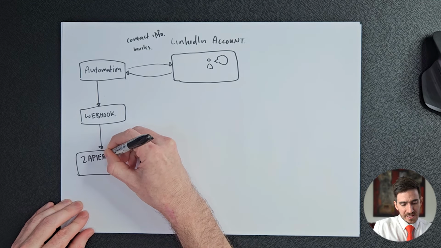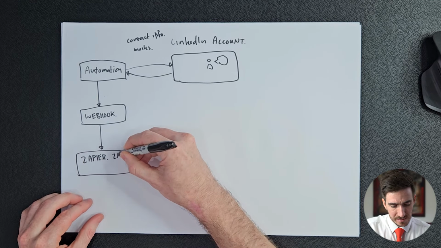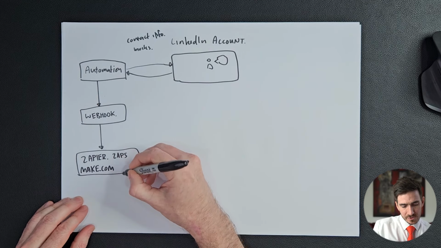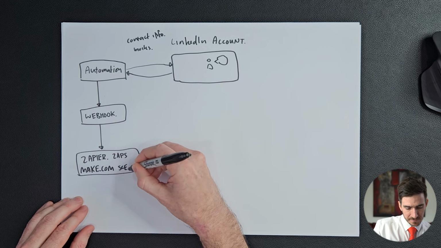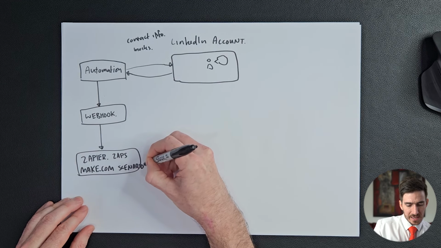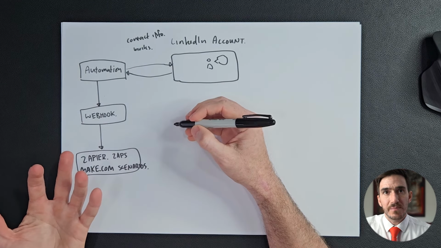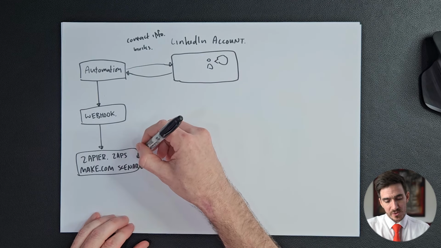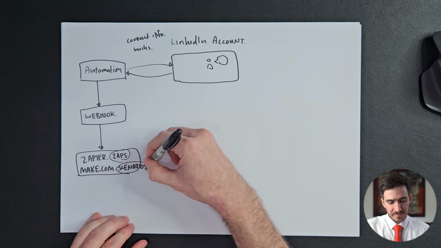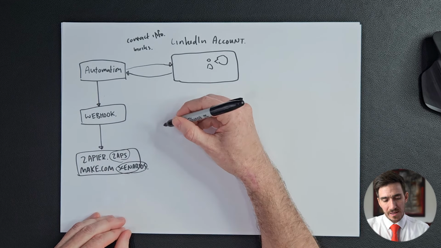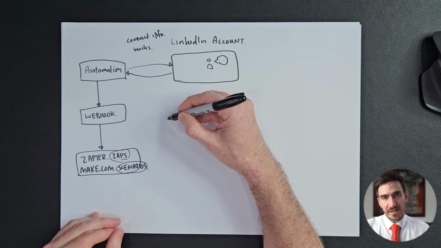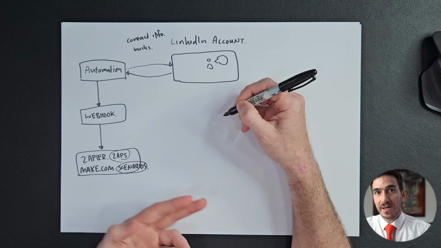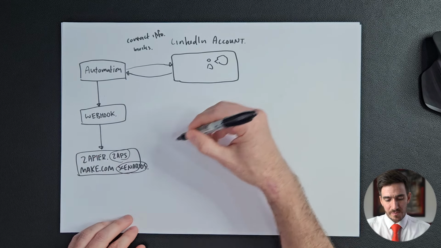Zapier has what's called Zaps, and make.com has what's called scenarios. And essentially what these are is a series of rules based on an incoming action. So you might set up this webhook and these platforms to say, when I receive this webhook, if the status is invite, then add that invite to my CRM.